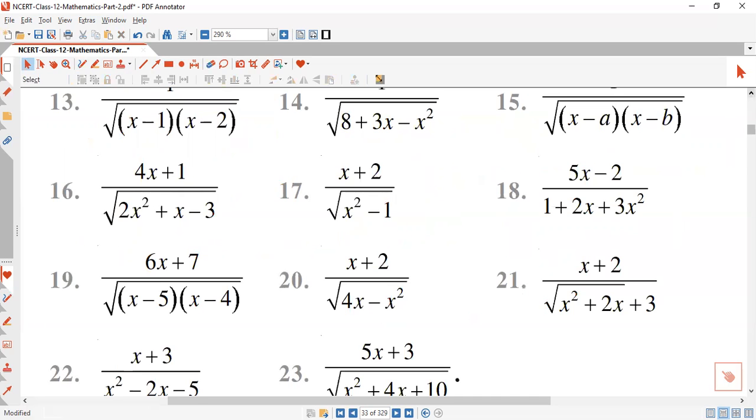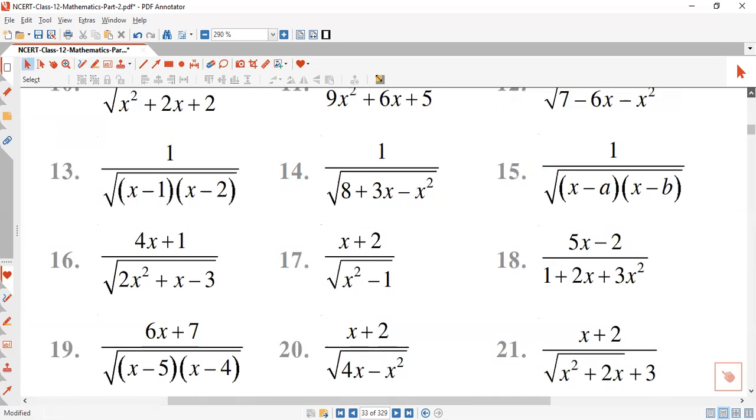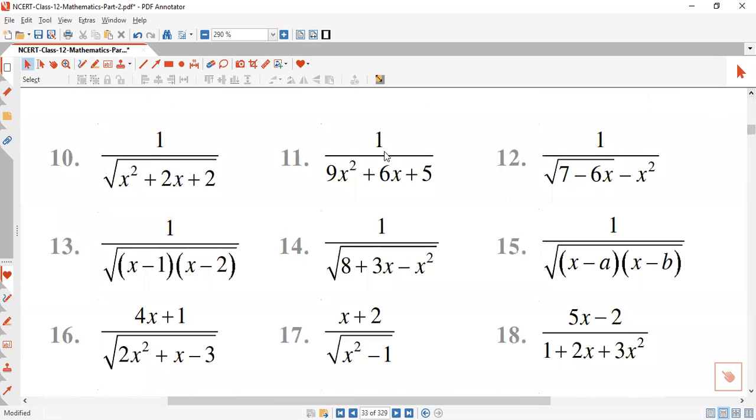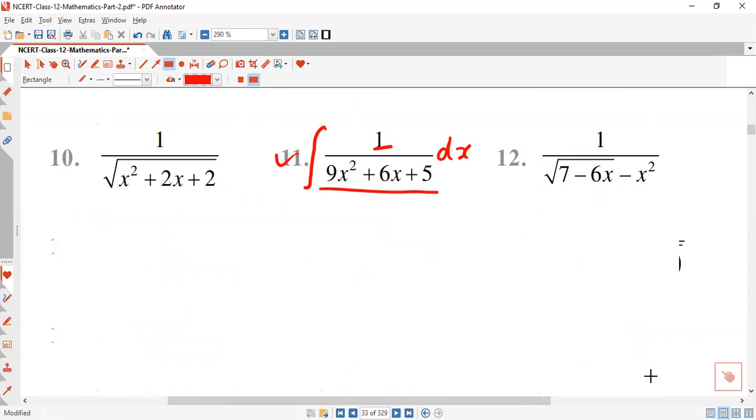So now this question number 10. We would like to do the next question, number 11. In question number 11, you see there is a 1 in the numerator, and in the denominator we have this formula. There are 4 formulas here.